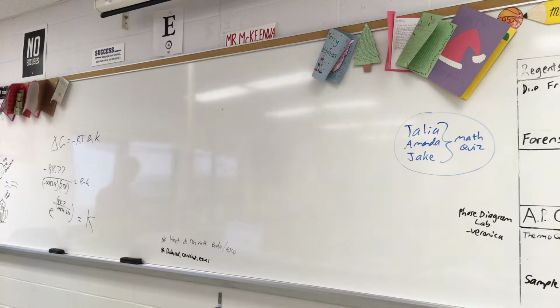Is it 3.6? Wait. 88.77 is supposed to be negative with another negative attached to it. So that should be a positive. Yeah, because our delta G was negative. Oh, I forgot my negative down here. Sorry. You're right. So that's a positive number.